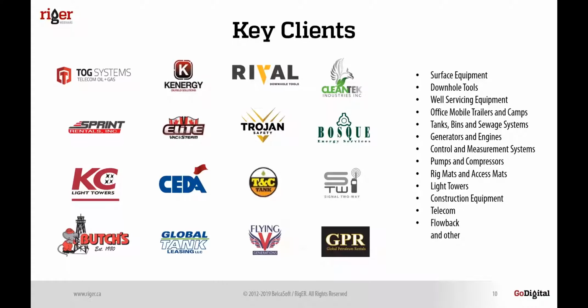Some of our key clients, for whom and from whom we hear, and for whom we exist. This is the list of some of the main clients that we have been enjoying working with of late, and some of the types of equipment that we have been helping them manage in RigER. Those include surface equipment to downhole, rig mats and access mats, light towers, and telecom equipment. Every company that you see here on this slide is different and one of a kind. That's why we put it out there, so that you see the diversity of the companies. But at the same time, they all share one thing: they are all successfully using RigER for their oilfield services and rentals management.